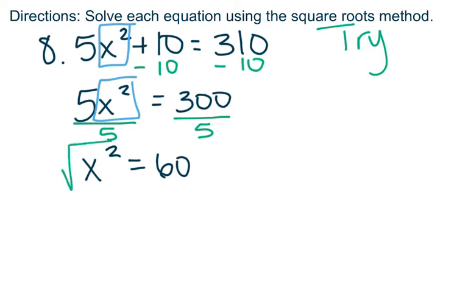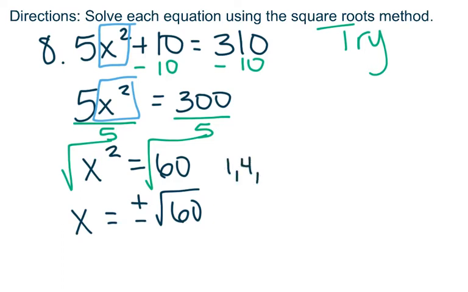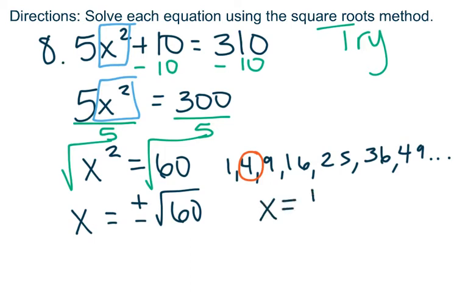Now I'm going to take the square root of both sides. So x equals plus and minus the square root of 60. 60 is neither a prime nor a perfect square, so I need to find the biggest perfect square it is divisible by. Okay. So 4 is the biggest one it's divisible by, so now I'm going to rewrite it. x equals plus and minus the square root of 4 times the square root of 15.